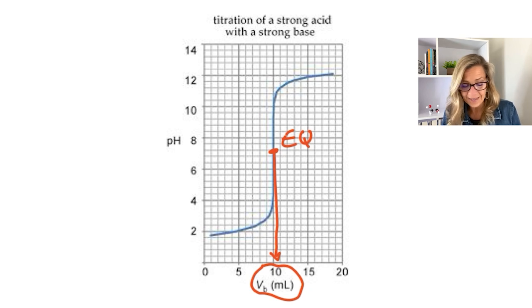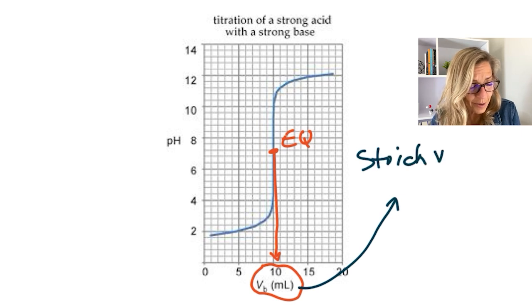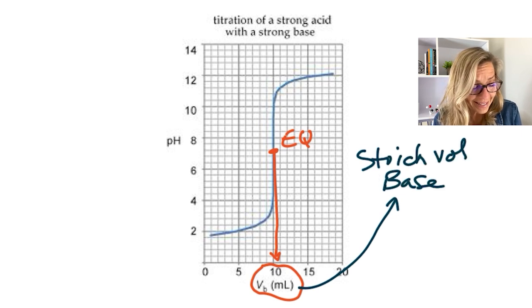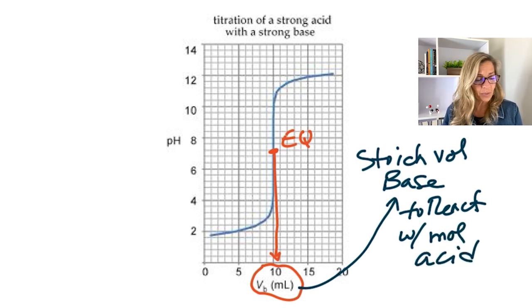Okay, so when you are at that equivalent point, that is the volume of base that you need. And what does that mean? That is the stoichiometric amount, the stoichiometric volume of base needed to do what? To react with the moles of acid that you have. Okay, and so what you're going to do is you're going to use that volume to calculate either the concentration of acid that you had or the volume of acid that you need.